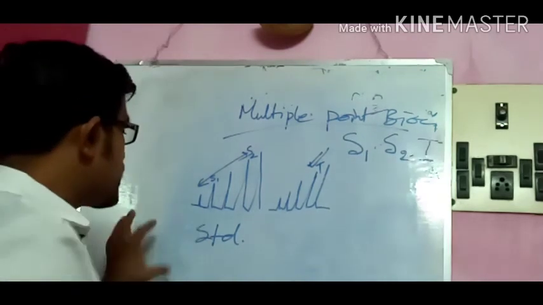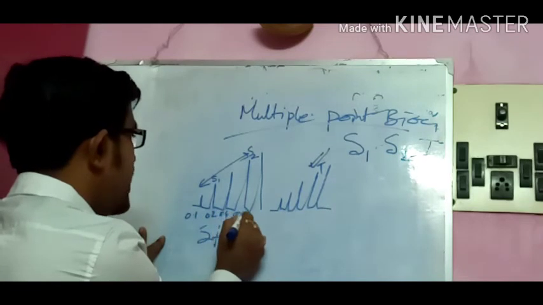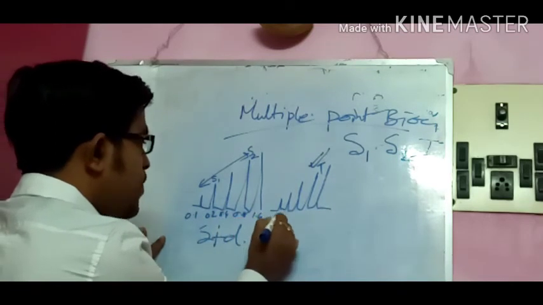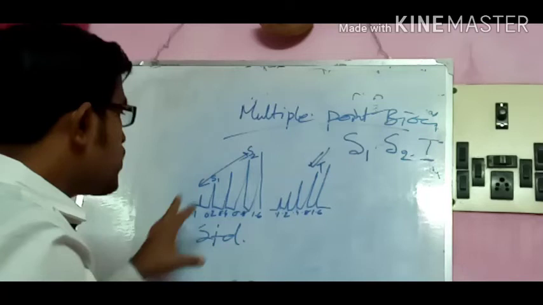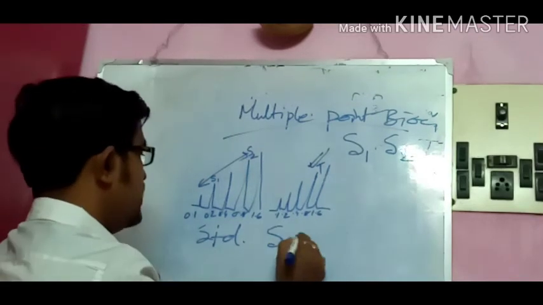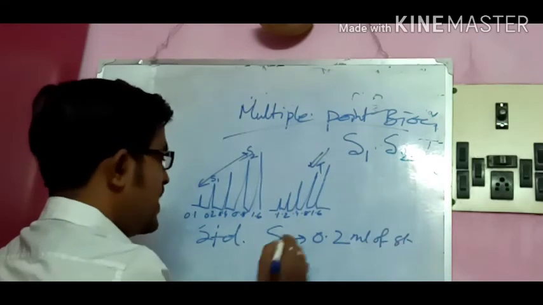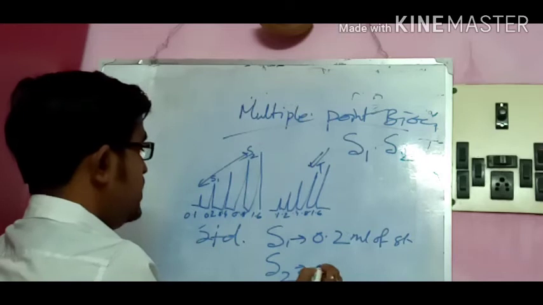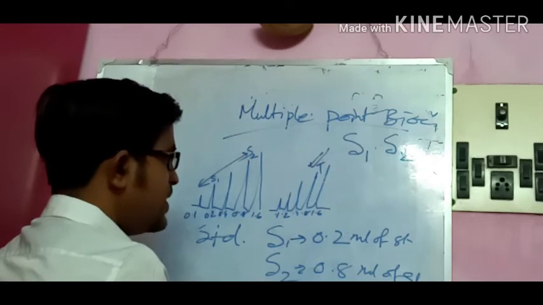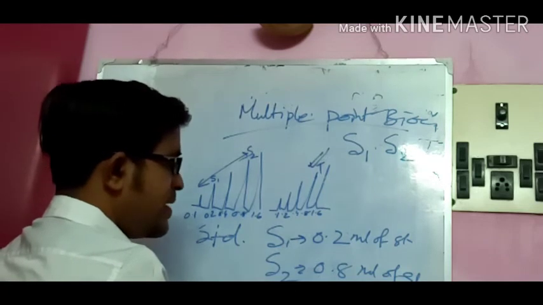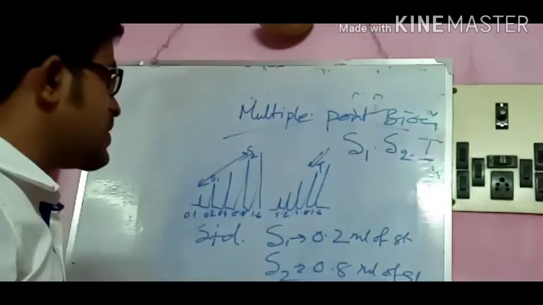So here some response is there. Suppose this is 0.1, 0.2, 0.4, 0.8, 1.6. Here also 0.1, 0.2, 0.4, 0.8, 1.6. So we got the point S1 as 0.2 ml of standard, S2 as 0.8 ml of standard, and T as 0.8 ml of test. This is known to you from the graph.